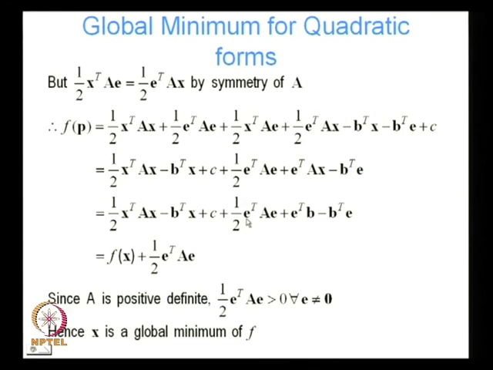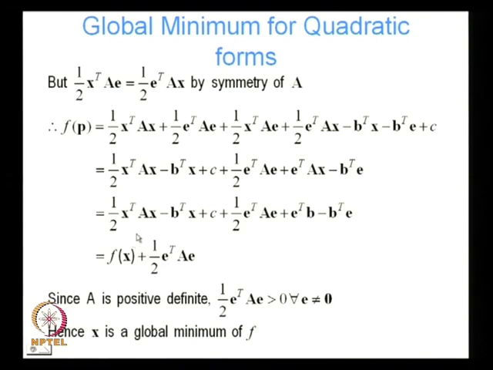I have this term e transpose Ax, but I know that Ax is equal to b, right. So I can replace that with e transpose b, and then I have e transpose b minus b transpose e. So those two terms cancel out, right. Taking the dot product of e dotted with b is the same as taking the dot product of b dotted with e. Dot products are commutative, right. So these two cancel out, and I am left with half x transpose Ax minus b transpose x plus c.